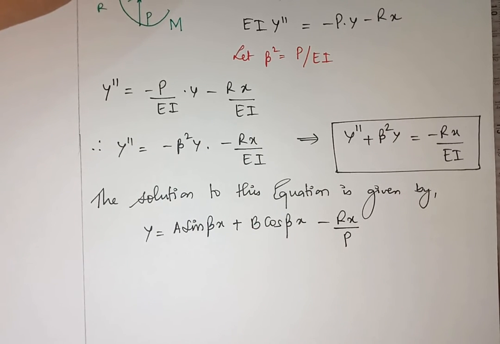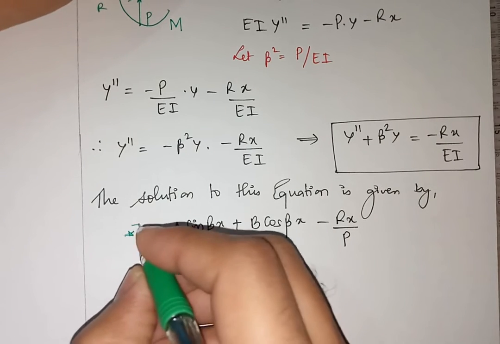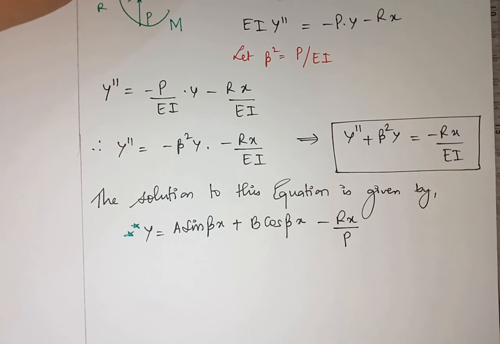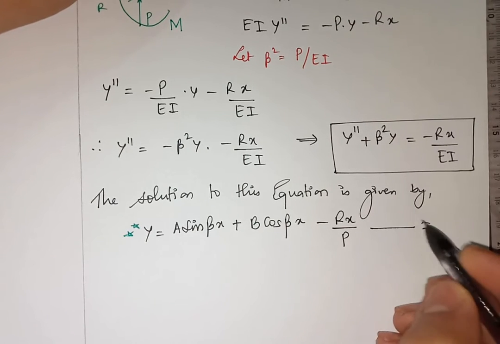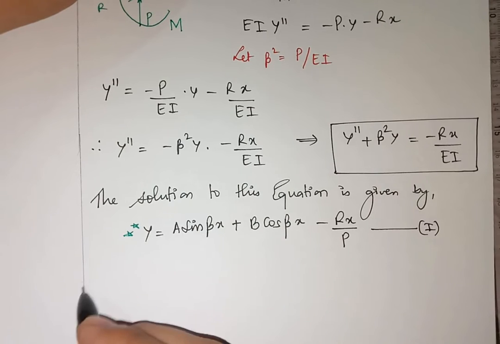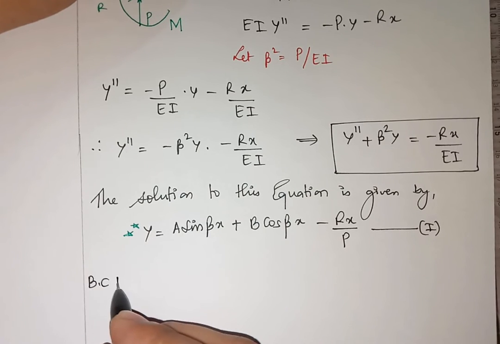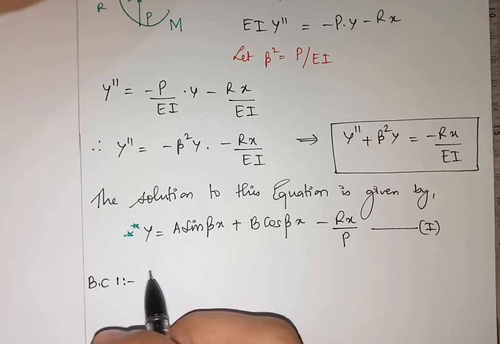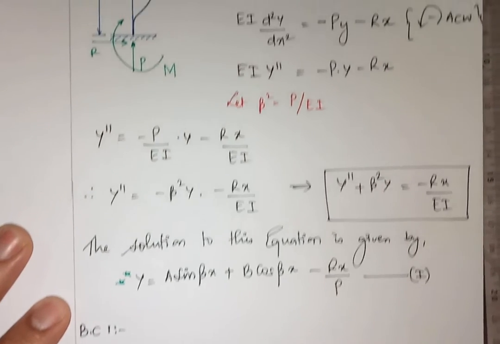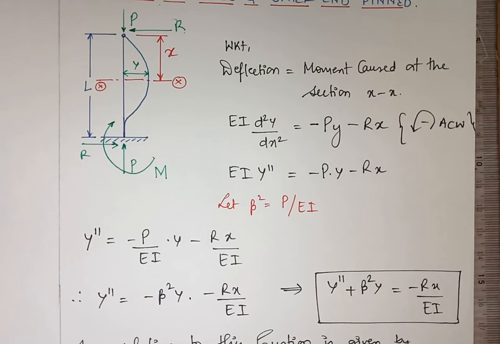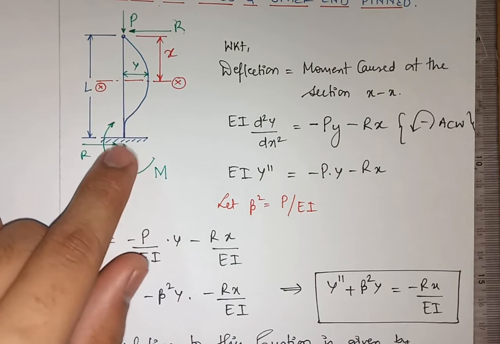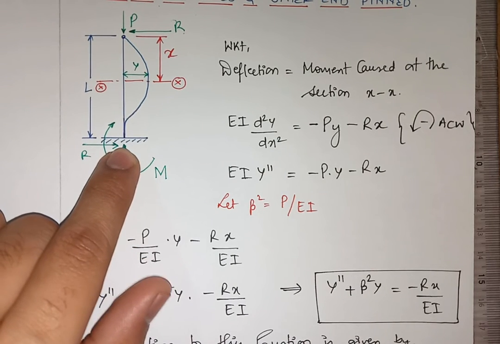I'll just mark it with a green ink, which means that you need to remember this, or it is important. Right, now I'll be applying the boundary conditions. So let me take this as equation number 1. What is boundary condition 1? From the diagram what you can see here is at x is equal to 0, y is equal to 0.